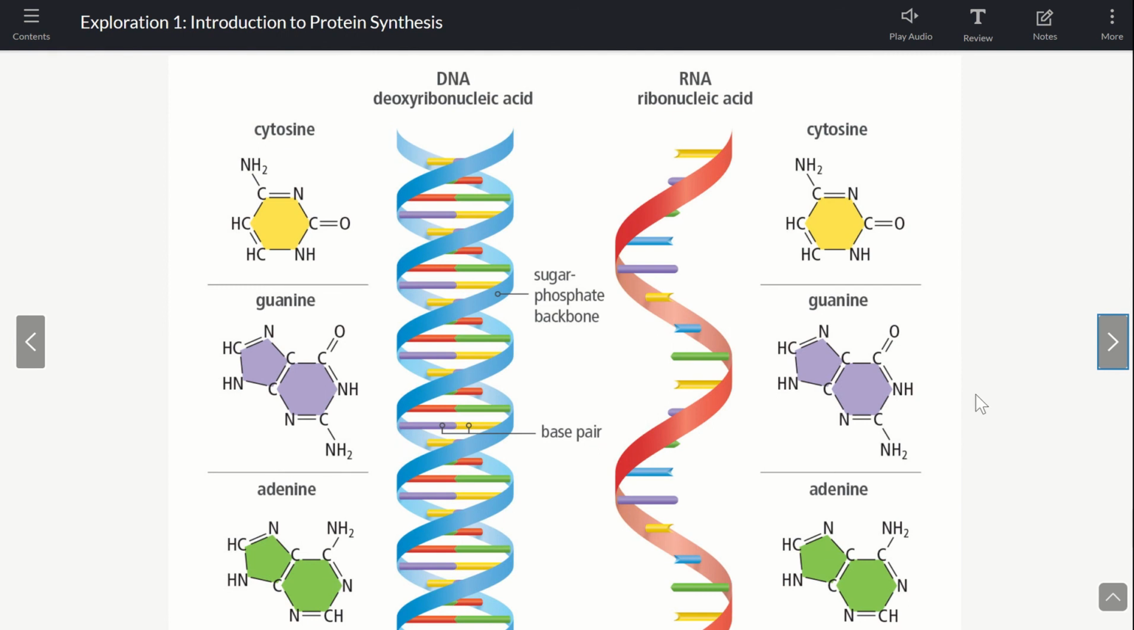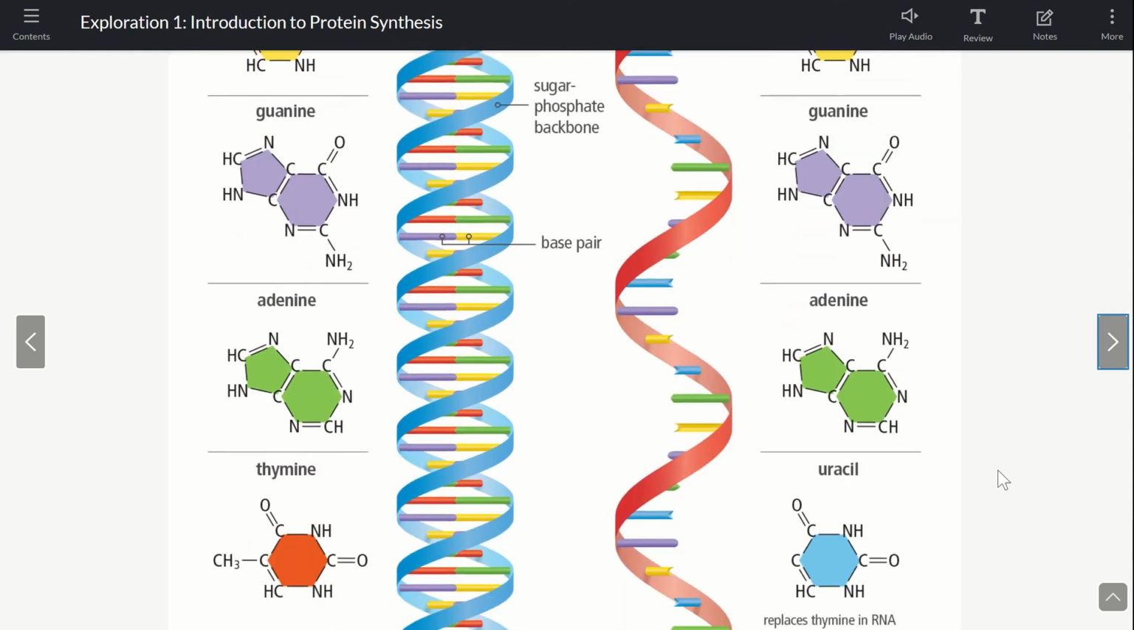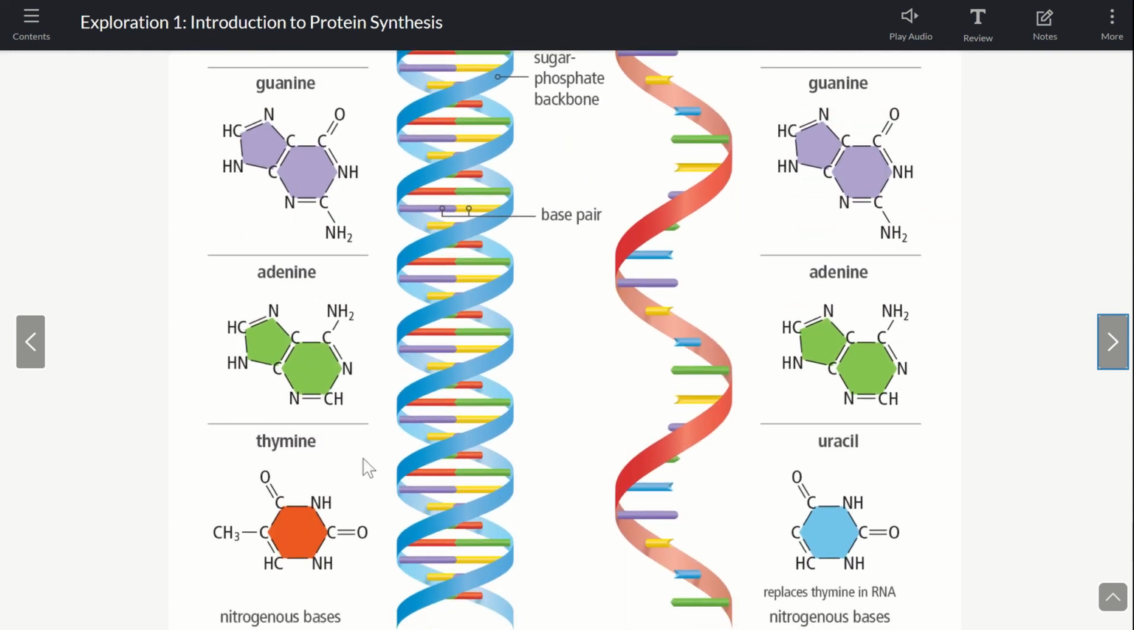So let's look at a couple key things. First of all, let's compare some of the similarities. Both DNA and RNA are going to include cytosine, guanine, and adenine in their nitrogen bases. Both of them are going to use those 3 nitrogen bases. But take a look down here. In DNA, we use the nitrogen base thymine, which is not found in RNA. Instead, in RNA, we'll use uracil.